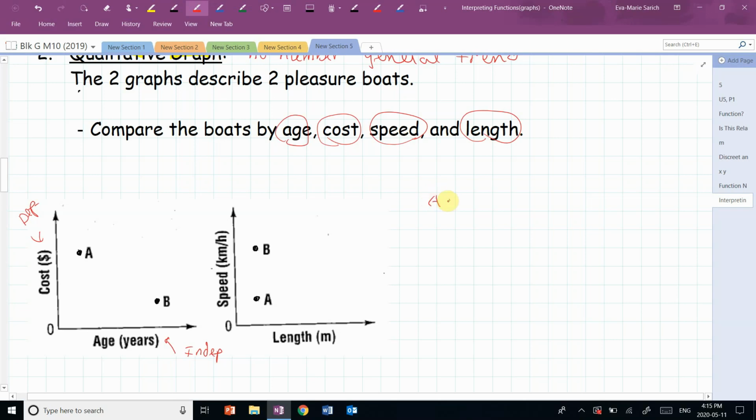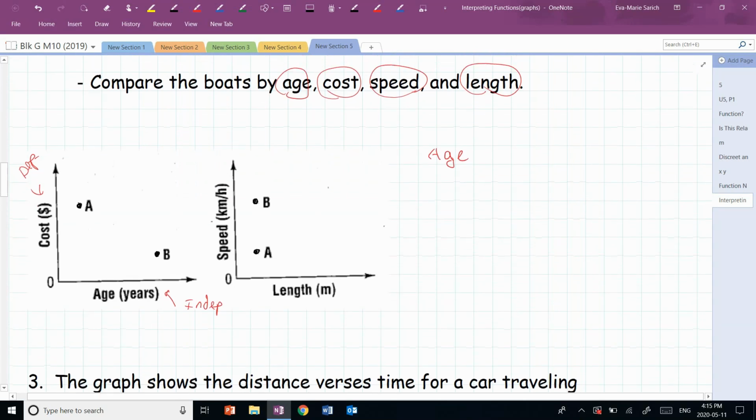So we'll start with age. Okay, so if we're looking at the age of the boat here, boat A is older than boat B, okay? Because as we go along in age, we can see B is farther down the age than A is. So for A, B is older than A.